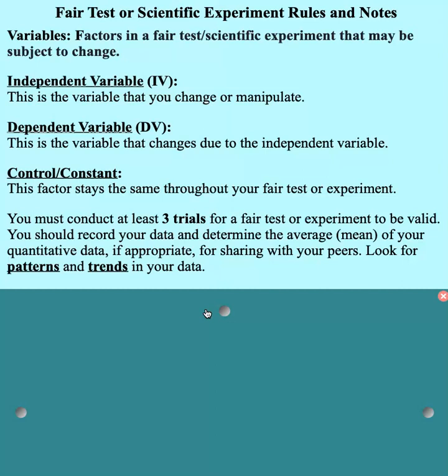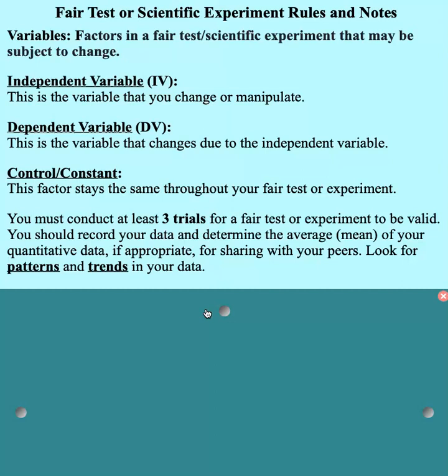The independent variable, or IV, is the variable that you change or manipulate. So for example, are you making the object colder, or are you making the object hotter? That would be a variable that you could change to see how the chemical reaction takes place. Are you changing the height from which you drop the object? Are you dropping the object, or are you throwing the object down? Those would be examples of independent variables.